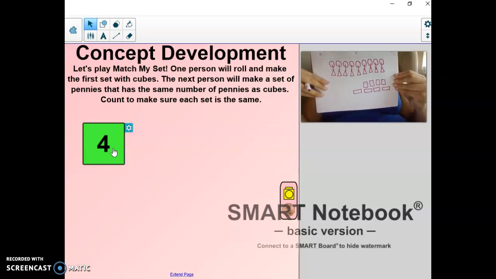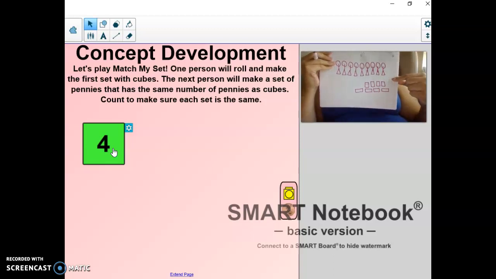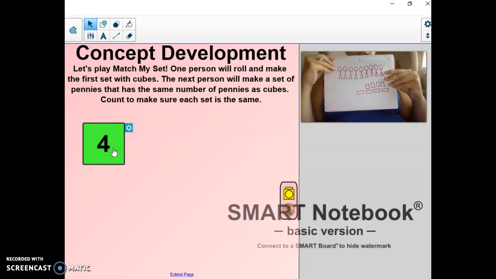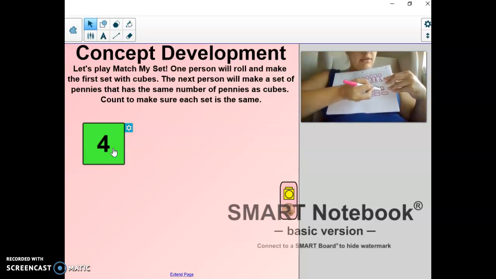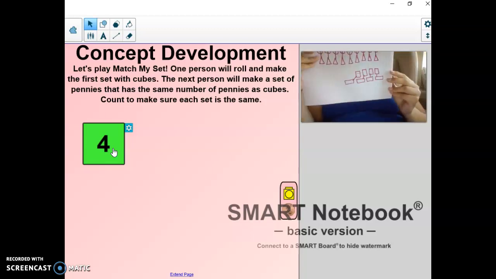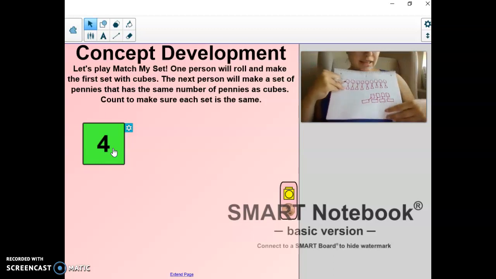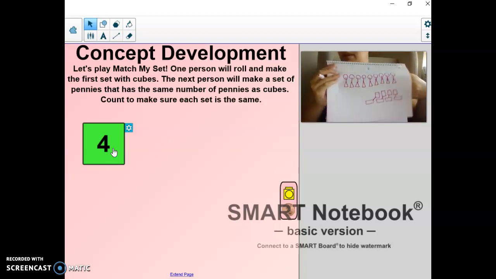Now if I were to look at this, I would think I drew too many rectangles because my rectangles are longer. Let's see if I drew the right amount. 1, 2, 3, 4. Do I have the same number of squares as I do rectangles? Yes, I do. That's why it's so important to count. I could count or I could draw the lines. I like drawing the lines. It helps me.